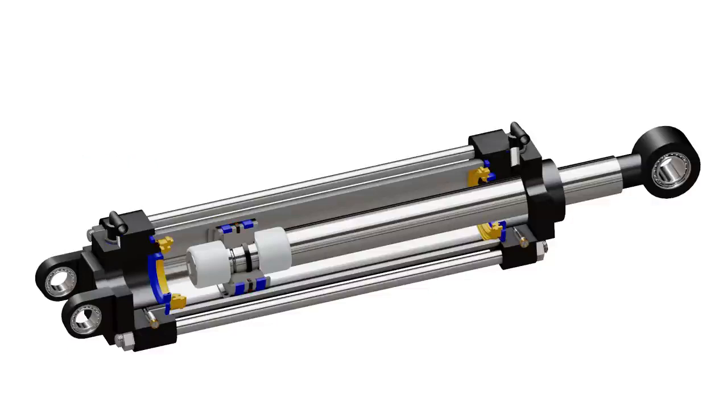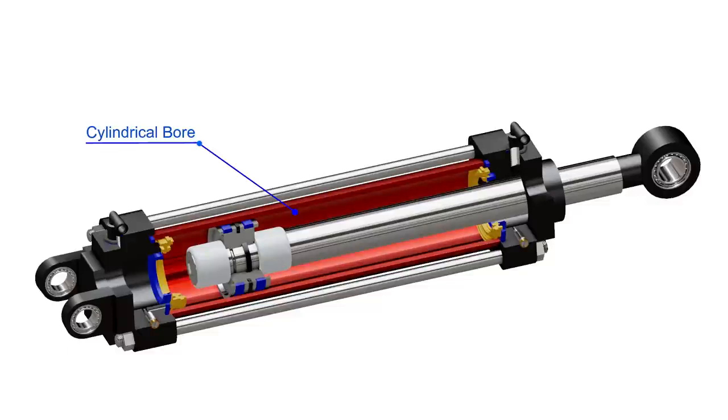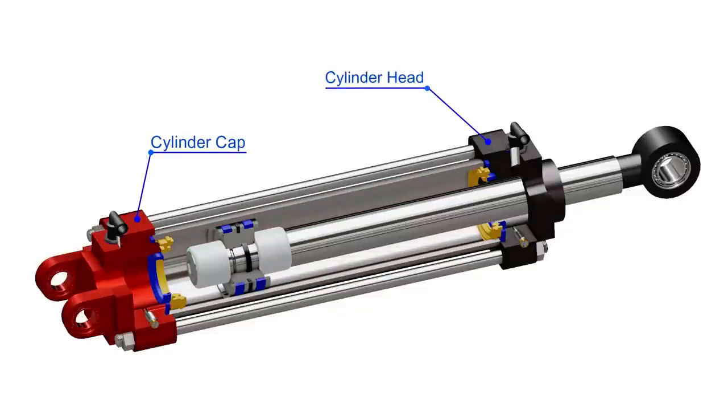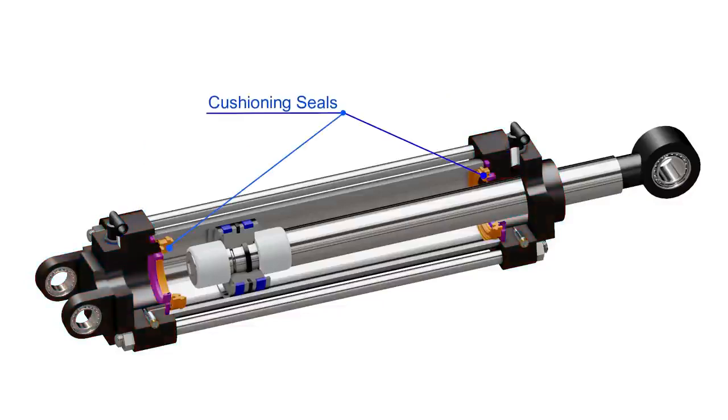This whole assembly then goes into a cylindrical bore. This cylinder is generally made up of aluminium or steel. A cylinder cap encloses cylinder chamber in one end and the cylinder head encloses a chamber from the other end. Cushioning buffers and seals are installed on respective ends.